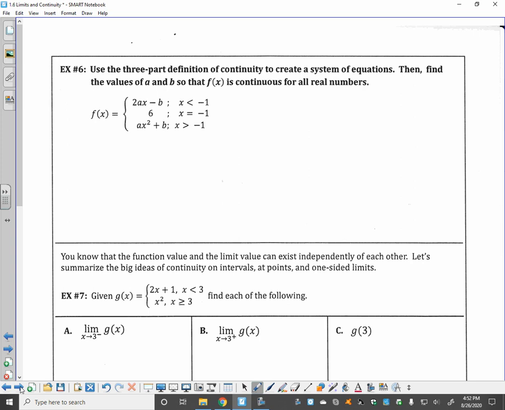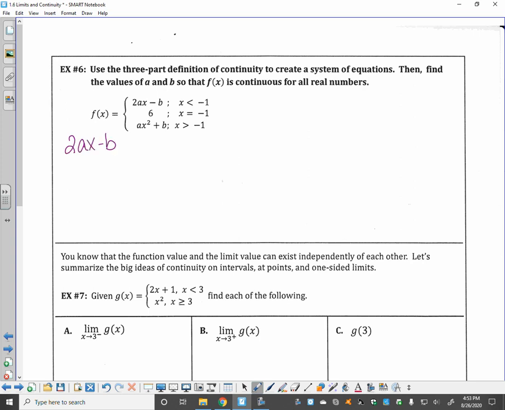Okay. If I'm continuous, then all three of these pieces have to connect. And obviously they're going to connect at 6 because that's that middle dot. So I'm at -1 and I'm hoping it all converges at a 6. So here I go. I need this guy.